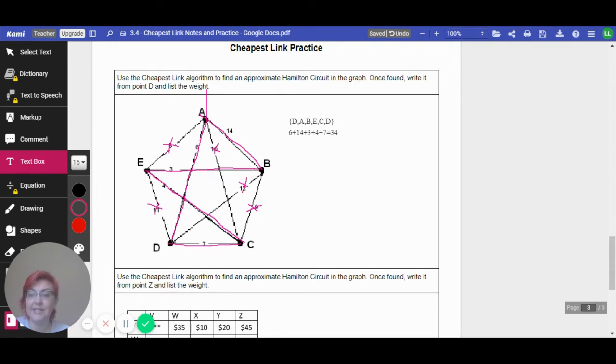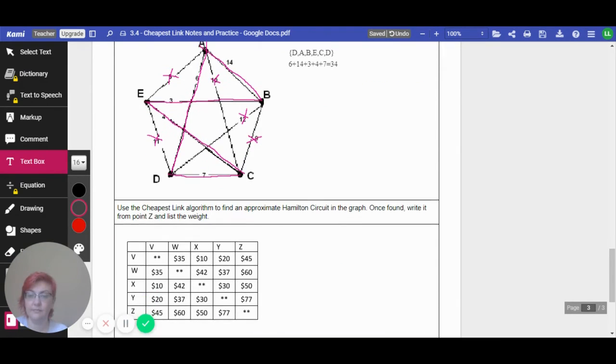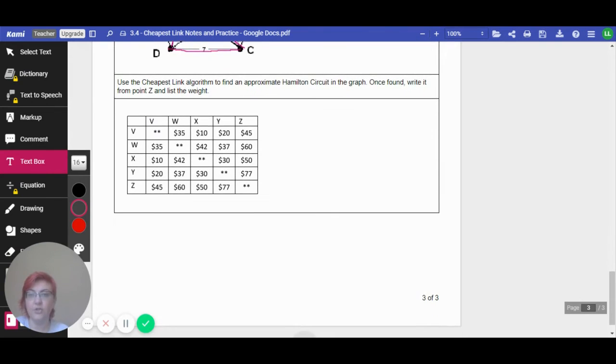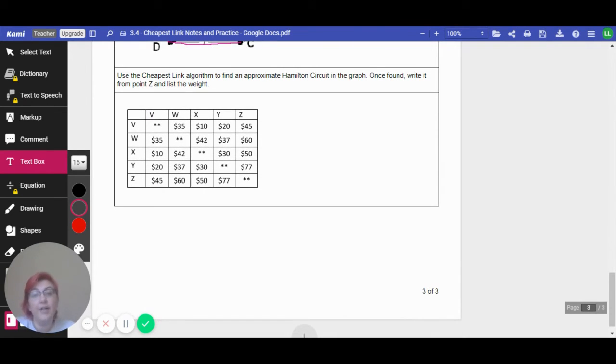Okay, let's move on. Use the cheapest link algorithm to find an approximate Hamilton circuit in the graph. Once found, write it from point Z and list the weight. Okay.